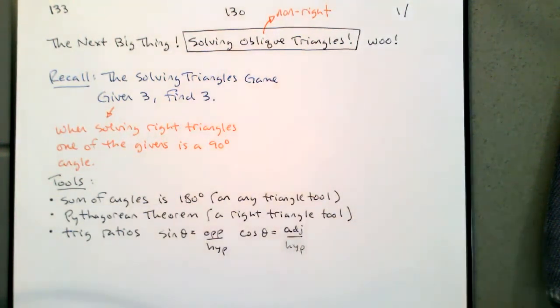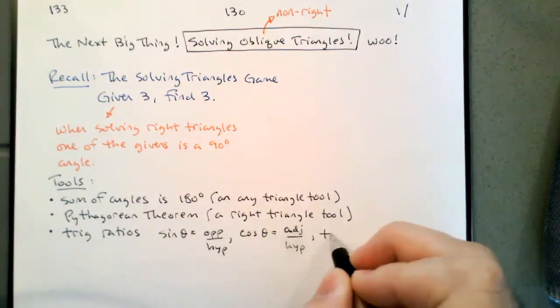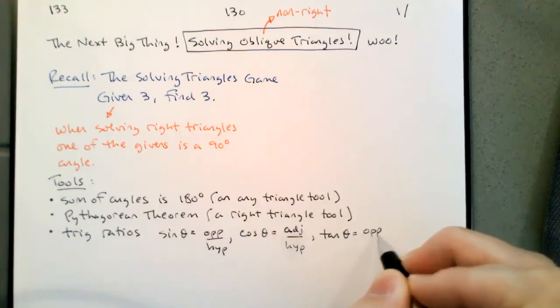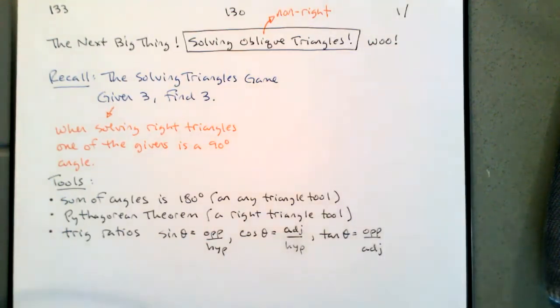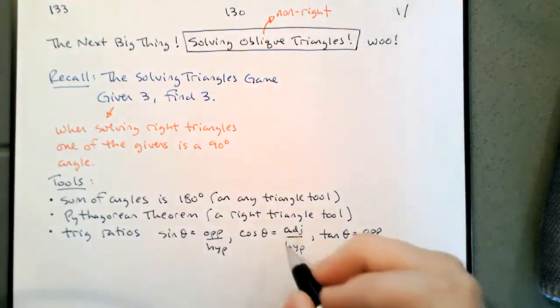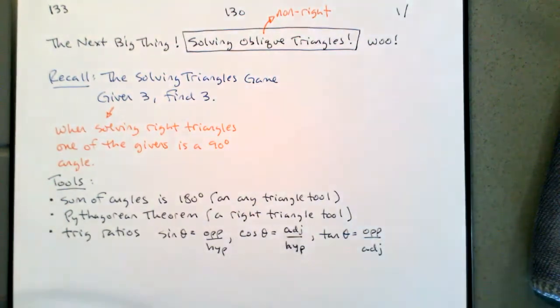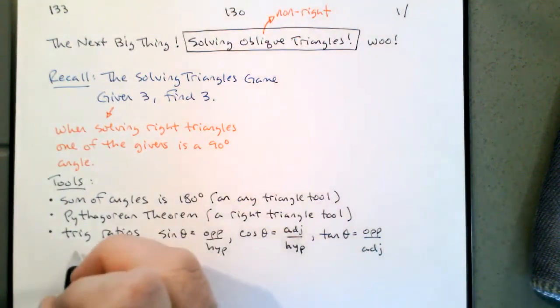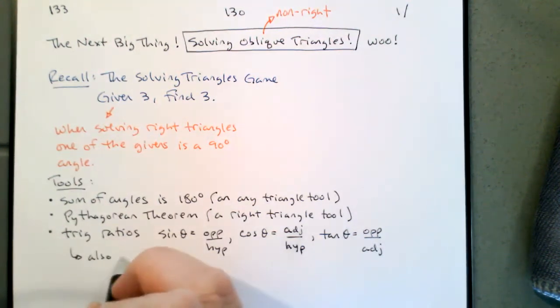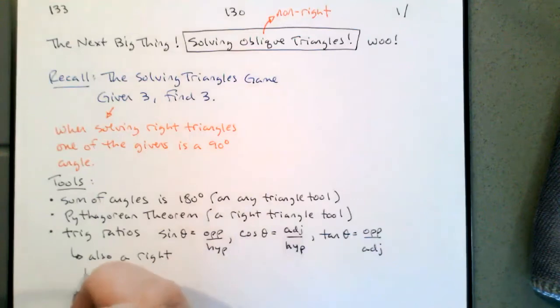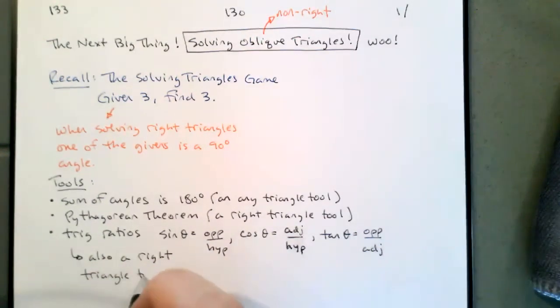Cosine of theta is adjacent over hypotenuse, and tangent of theta is opposite over adjacent. Tangent doesn't have hypotenuse in it, but it is talking about opposite and adjacent, and those should remind us that we need a hypotenuse for these trig ratios to work. So these trig ratios are also a right triangle tool. So we need to develop a tool set that does not require a right angle. Right now, all we have is the sum of the angles is 180 degrees.